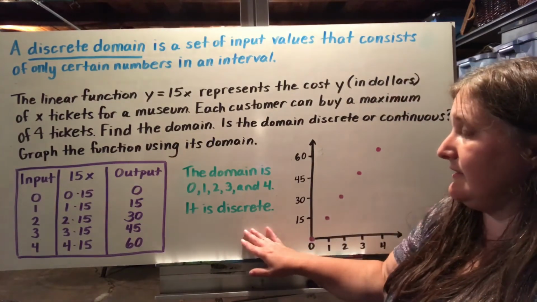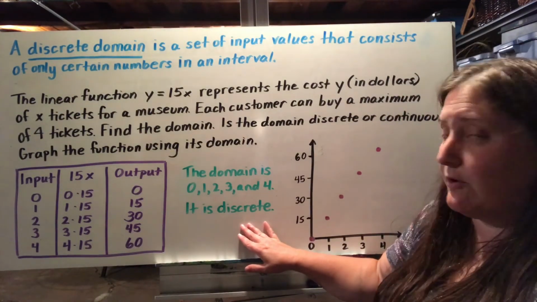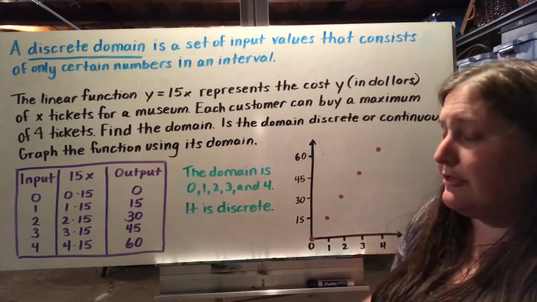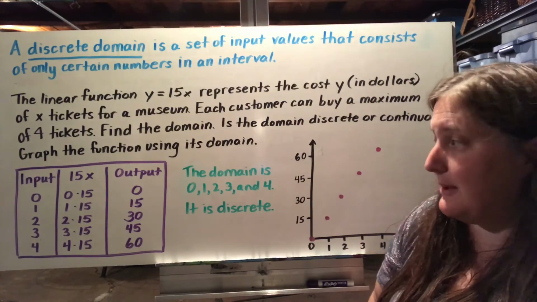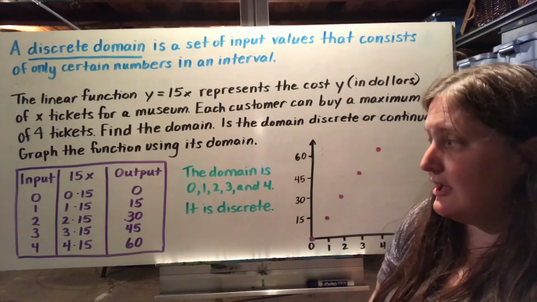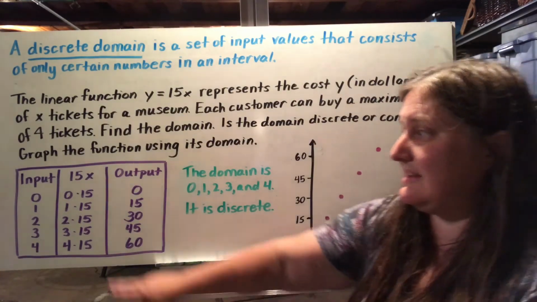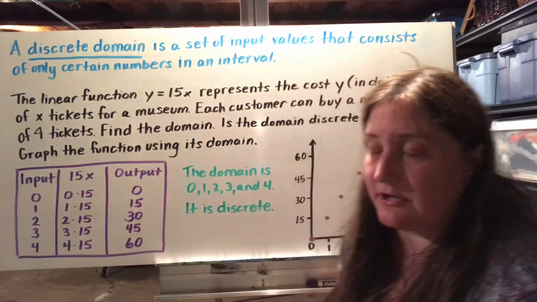The domain is 0, 1, 2, 3, and 4. Those are my input values. They're discrete. I can't buy 1.5 tickets. I can't buy 3.5 tickets. Therefore, these are distinct individual input values.